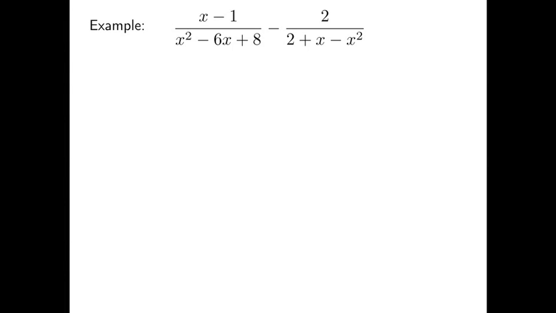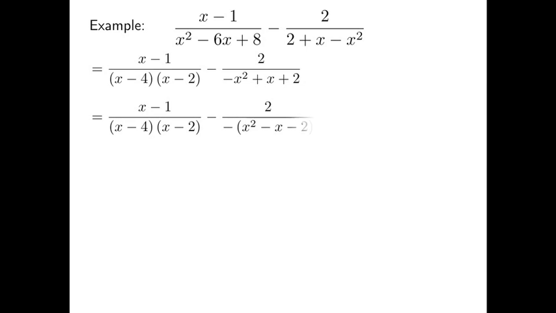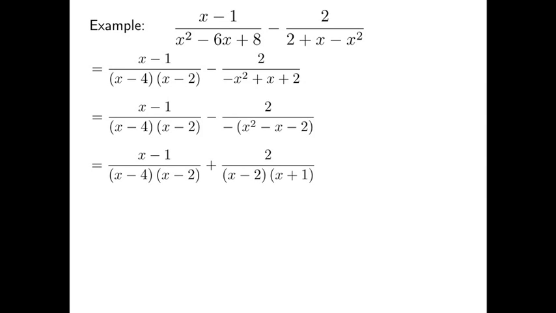Here's a final example. Here we have two fractions with polynomials in the denominator that are not factored. So our first step before we can find a common denominator is to factor these polynomials. So here I've factored the left one as x minus 4 times x minus 2, and I've rearranged the right one so it's easier to factor. In this step, I've factored out a minus 1 so that I can now see the polynomial and factor it. Here we have everything completely factored.